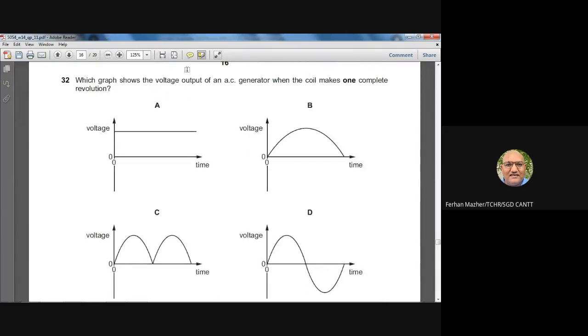Which graph shows the voltage output of an AC generator? In the AC generator, the waveform goes up and down, up and down. It becomes positive, then negative, positive, negative. Very simple question. D is the right option.